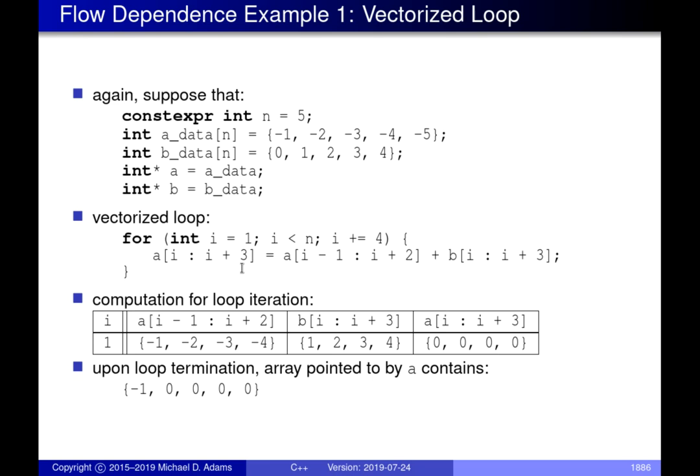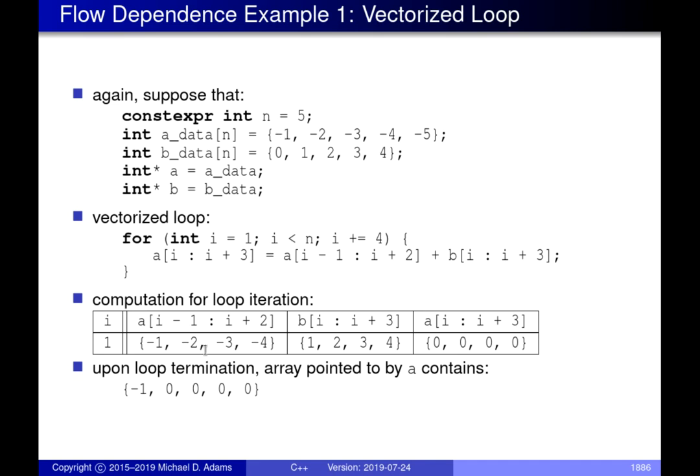If we walk through and do the calculation again using the vectorized version of the loop, we're doing exactly the same computation as before, except it's been vectorized. But the vectorization is going to break things. We're going to end up with a different result. This is easier to compute because we're doing it all in one step. We're loading the values of A indexed from, well, initially I is 1, so from A of 0 up to A of 3. So we're reading these values here, -1, -2, -3, -4.